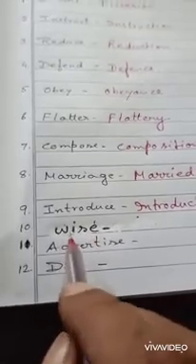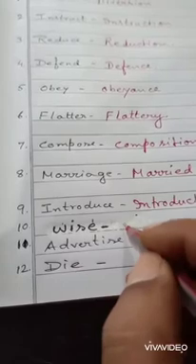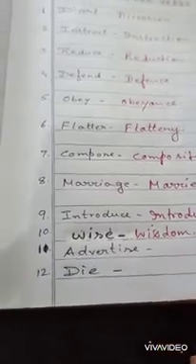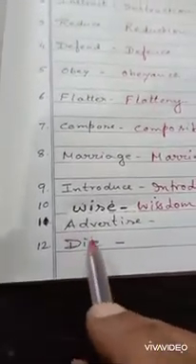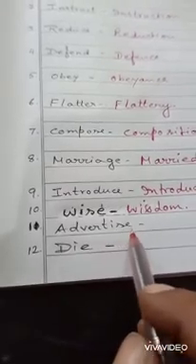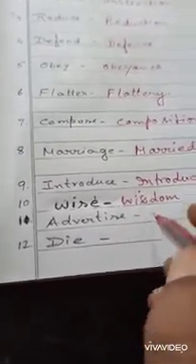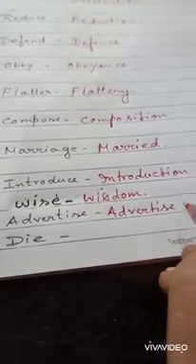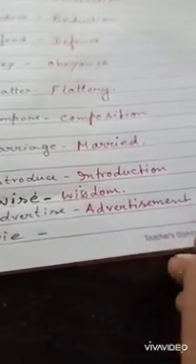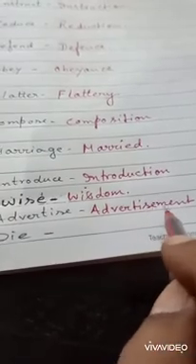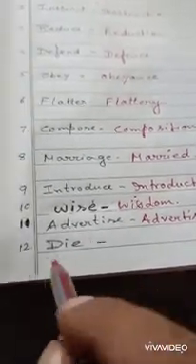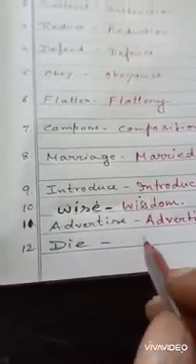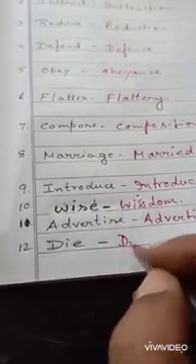Now you see the 10th word, wise. So what will be the abstract noun of wise? It will be wisdom. So 11th word you see, advertise. So what will be the abstract noun of advertise? It will be advertisement. A-D-V-E-R-T-I-S-E-M-E-N-T. Advertisement. Now 12th, die. So what will be the abstract noun of die? Yes, it will be death.